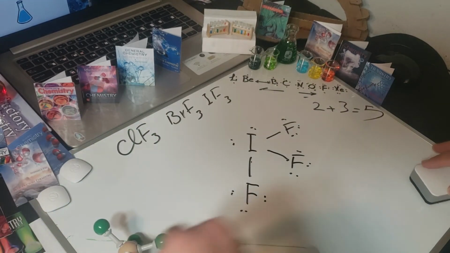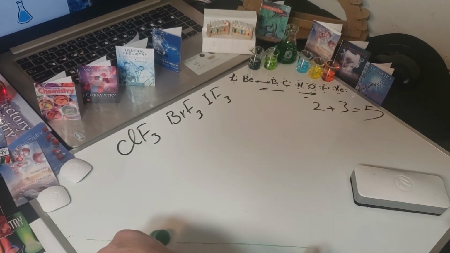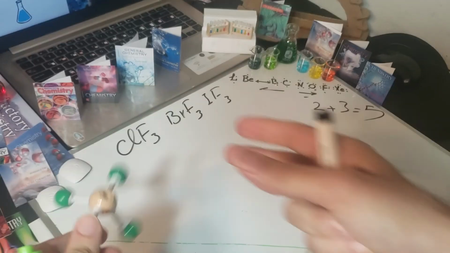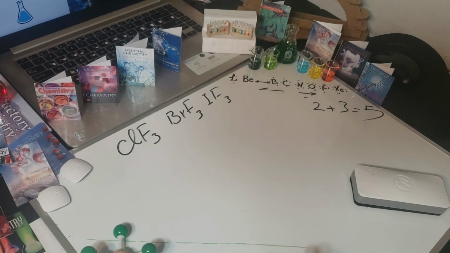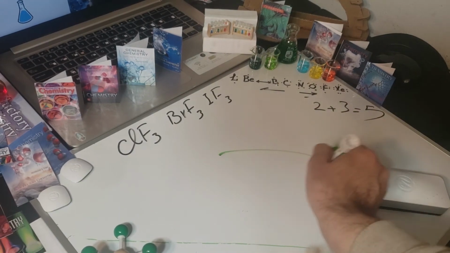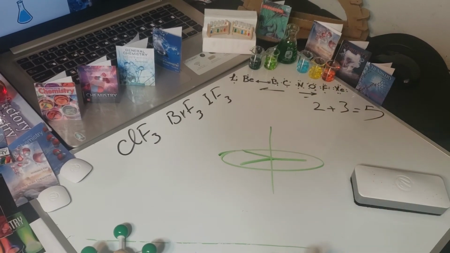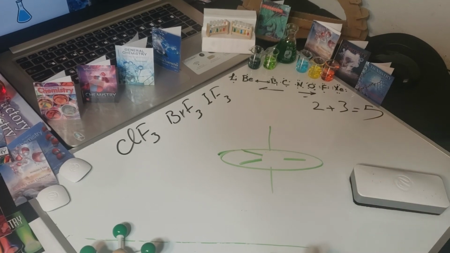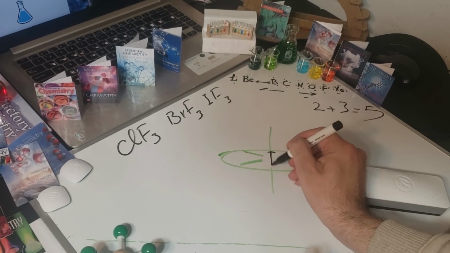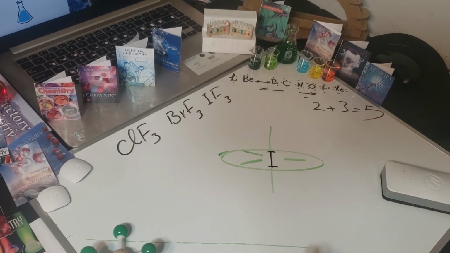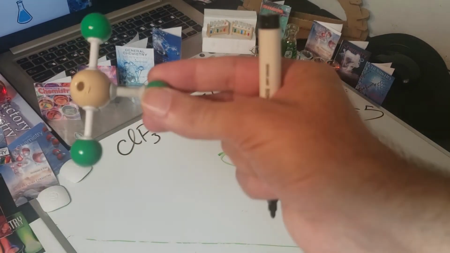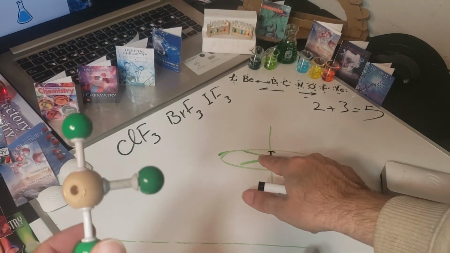Now for this, in my model I could detach any of those that I want. Let's just detach this. But in the paper, let's just draw it and show you what happens. In the 2D paper, you usually draw it like this. So the best one to give you a good perspective of what's happening, let's put the iodine in the center. And then I have one lone pair to put, two lone pairs. The two that I'm going to use is this one and this one.